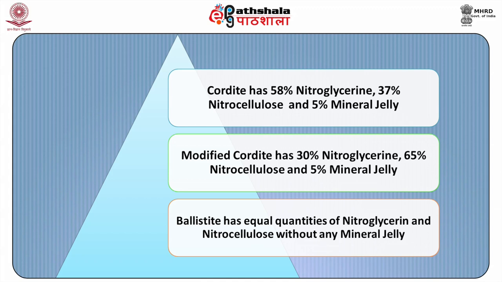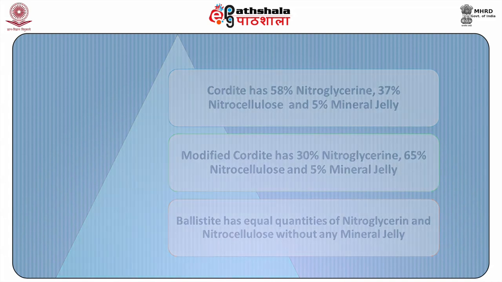The composition of common double-based powders is detailed. First one is cordite, which has 58% nitroglycerin, 37% nitrocellulose, and 5% mineral jelly. Next is modified cordite, which contains 30% nitroglycerin, 65% nitrocellulose, and 5% mineral jelly. Next one is ballistite, which has equal quantities of nitroglycerin and nitrocellulose without any mineral jelly.